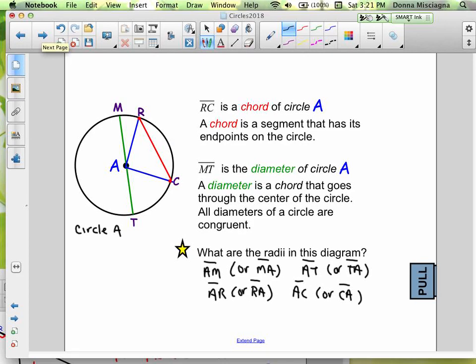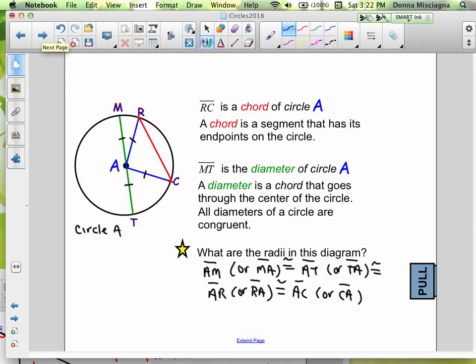One thing that's special about all those radii is that they're all congruent. So AM is congruent to AT, which is congruent to AR, which is congruent to AC. They're all congruent to one another. And we could mark that here on the diagram, right? So all of these are congruent.